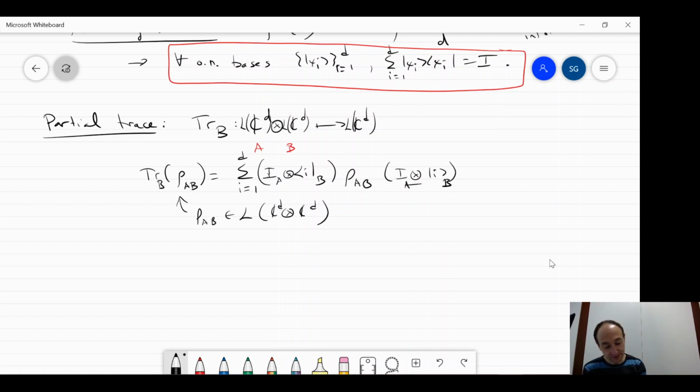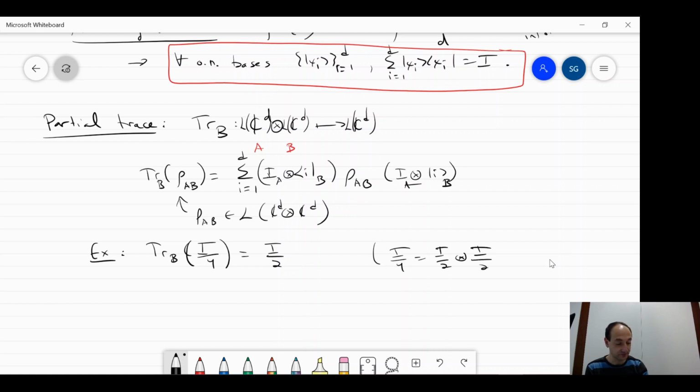So as a nice example, which I will not really do here, remember that the partial trace of the identity over 4, the 2-qubit maximally mixed state, is going to be identity over 2. And in particular, what's true is that identity over 4 can always be rewritten as identity over 2 tensor identity over 2. Okay, you could always stitch it back up that way.